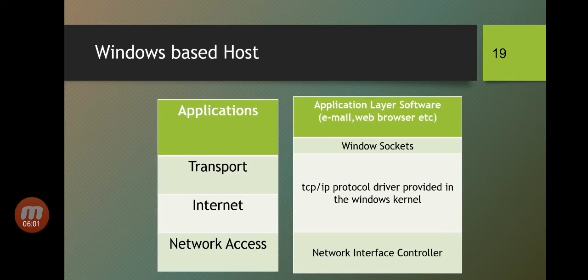So we have the 4 TCP/IP layers. We have the application layer software, and you have the Windows sockets. You have the transport and internet layers, the TCP/IP protocol driver provided in the Windows kernel, and you have the network interface controller in the network access layer.